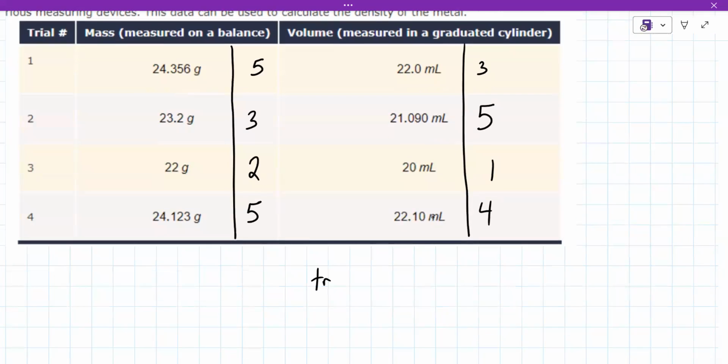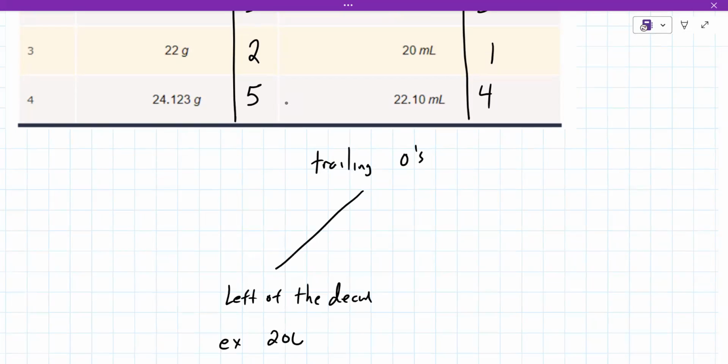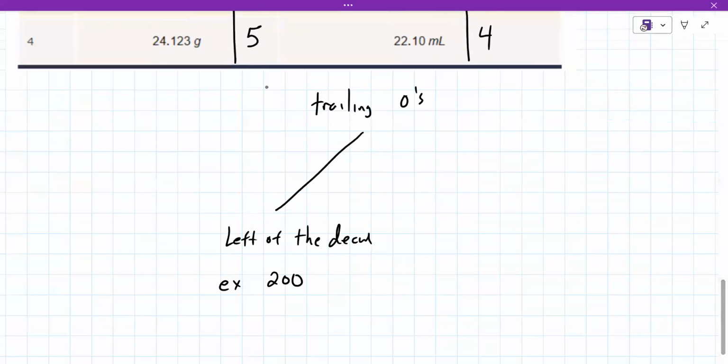If they're trailing zeros, there's two cases. There's, we'll just say, left of the decimal. An example would be like 200. These are not counted.